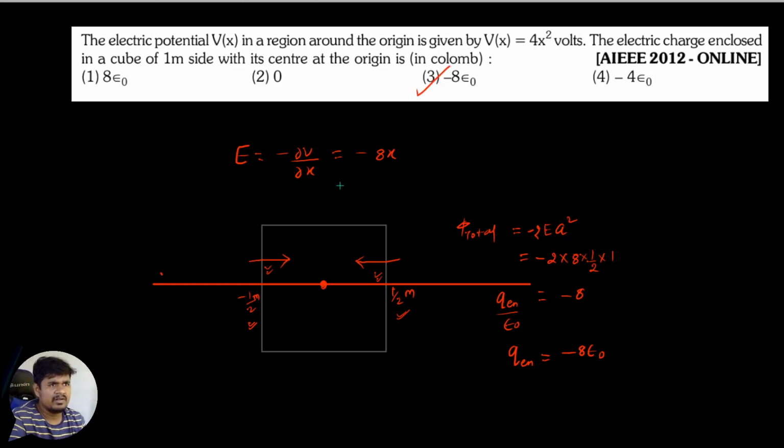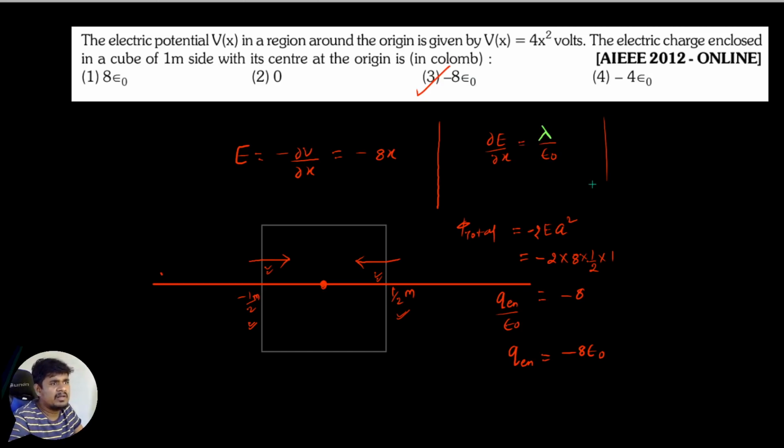We got the electric field, and once we got the electric field, we can get this another way also. We could use the differential form of Gauss law. E is equal to minus 8x, so we can write del E by del x equals rho by epsilon naught. Here remember charge is distributed over the length, so instead of rho, we will get linear charge density, that is lambda.